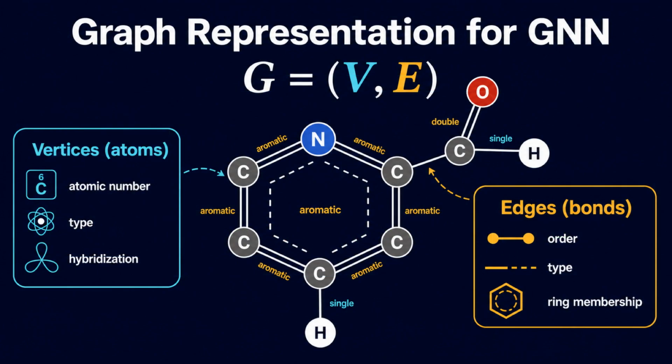Graph representation treats molecules as mathematical graphs where vertices are atoms and edges are bonds. Each atom vertex has features like atomic number, atom type, hybridization, formal charge, aromaticity, and hydrogen count. Bond edges have features like bond order, single, double, triple, or aromatic, and whether they're in a ring. This representation is ideal for graph neural networks.